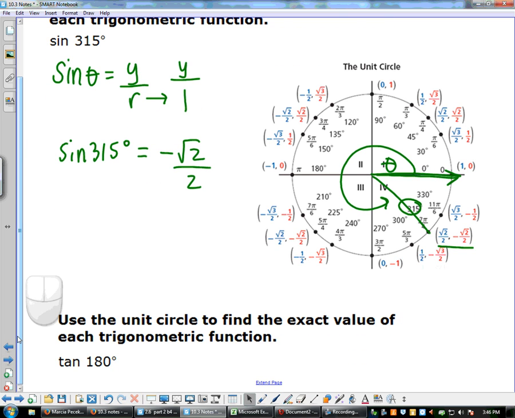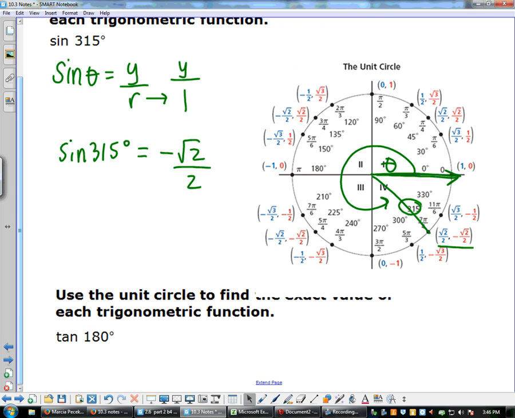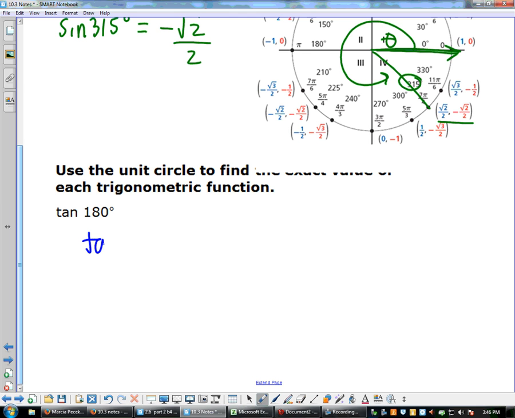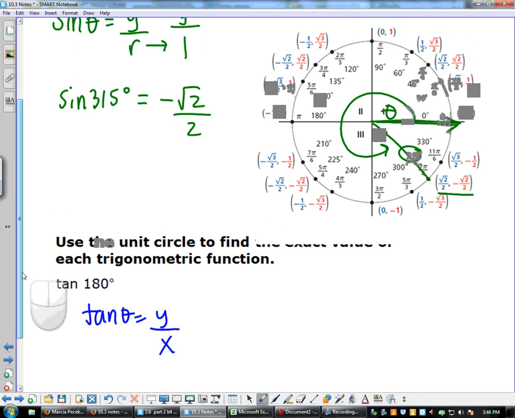And let's see, let's take a look at this last one. The tangent of 180 degrees. Tangent, as Ms. Pesic did on the last one, is going to be the y coordinate divided by the x coordinate. I'm going to go ahead and find 180 degrees on my unit circle, which happens to be right here halfway around the circle. So again, that is an angle that goes to the semicircle there.